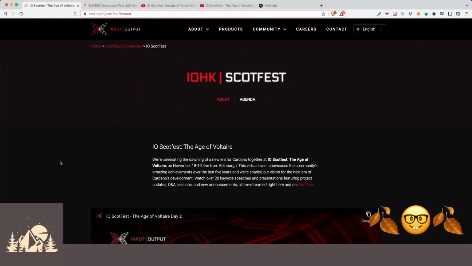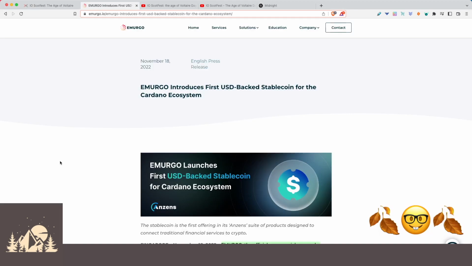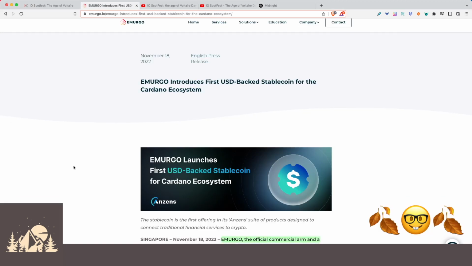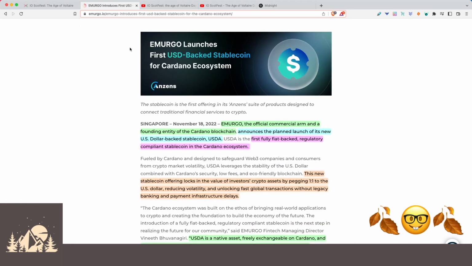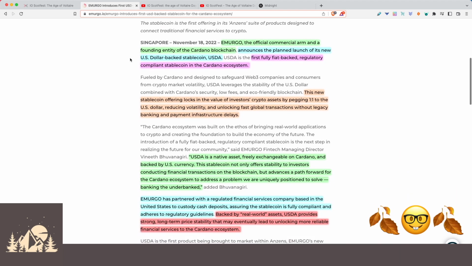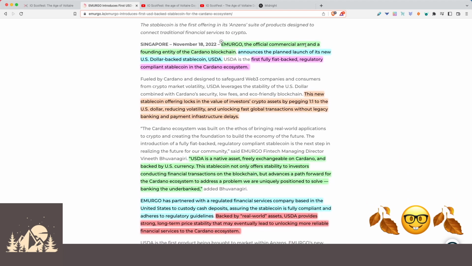And the first, while it didn't happen at the actual Scotfest, was a press release by Emurgo. This was a huge announcement that caught everybody off guard, that Emurgo is going to launch the first USD-backed stablecoin for Cardano, and it's going to be called USDA. So Emurgo, the official commercial arm and a founding entity of the Cardano blockchain, has announced on November 18th that they are planning to launch the new US dollar-based stablecoin, USDA.